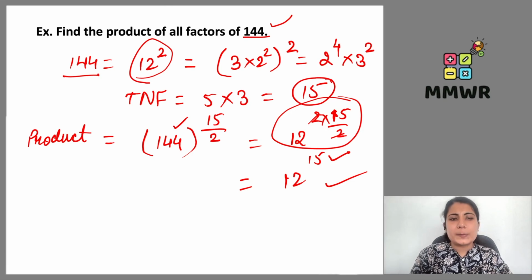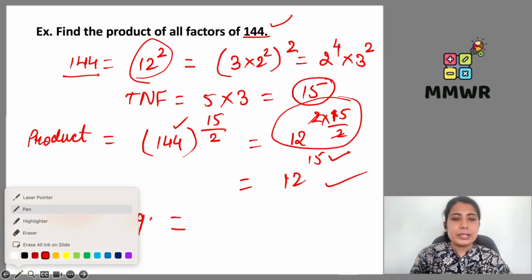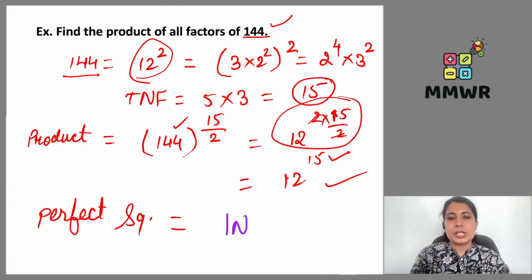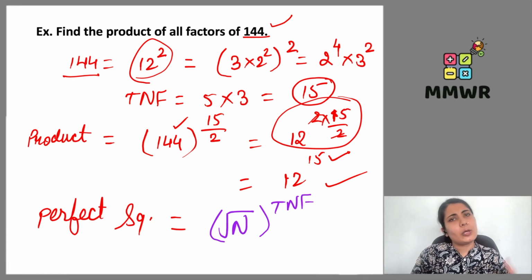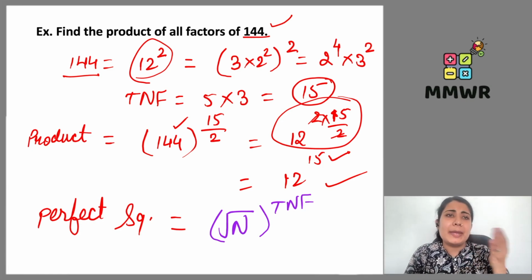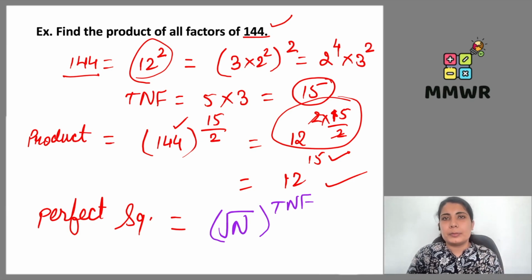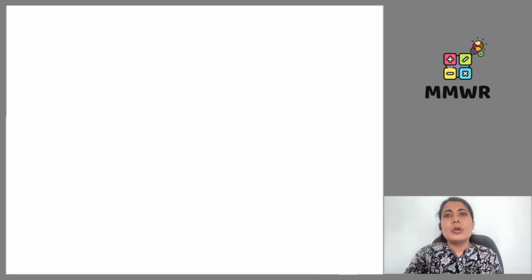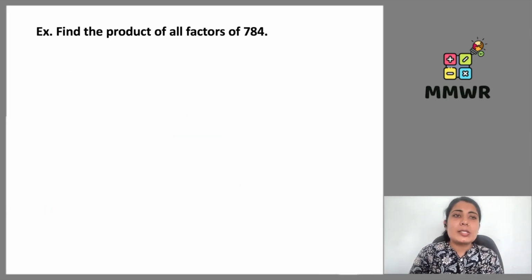You can have the formula especially for perfect squares. For a perfect square, whatever number we have, we take the square root of the number and the power should be the total number of factors. Likewise you can understand. But why remember two different formulas when we can easily write this as a power of the number? 144, 25, 7, 49, whatever perfect squares there are, we can write it with the help of this. Okay. Let's move to the next example, which is the last one.